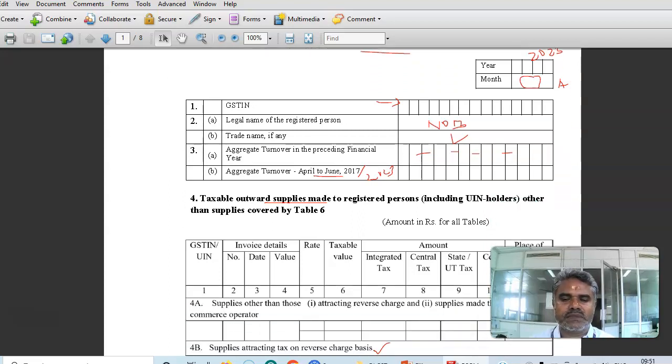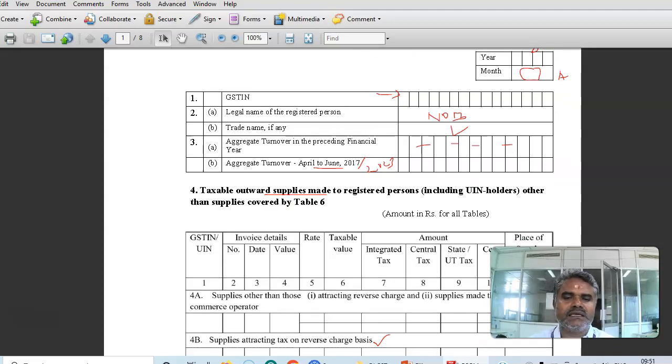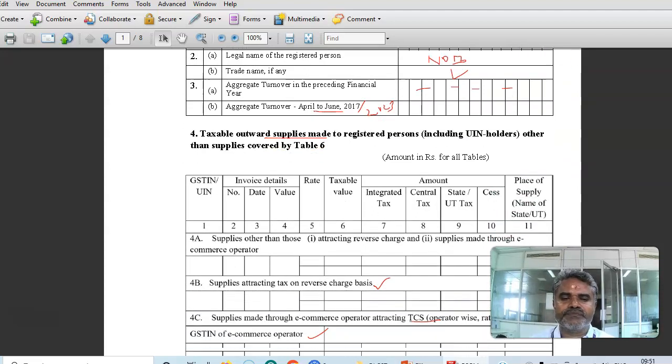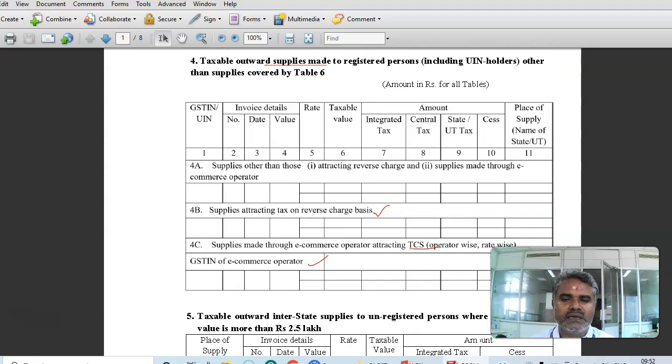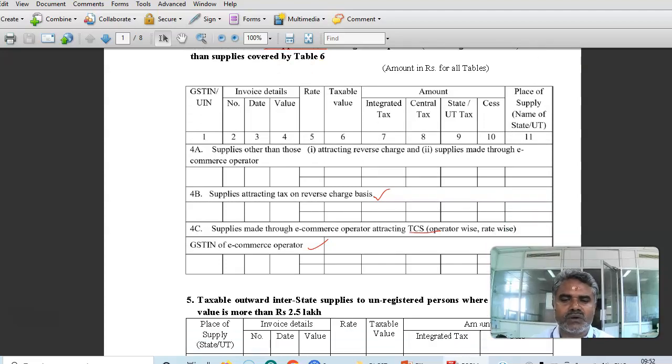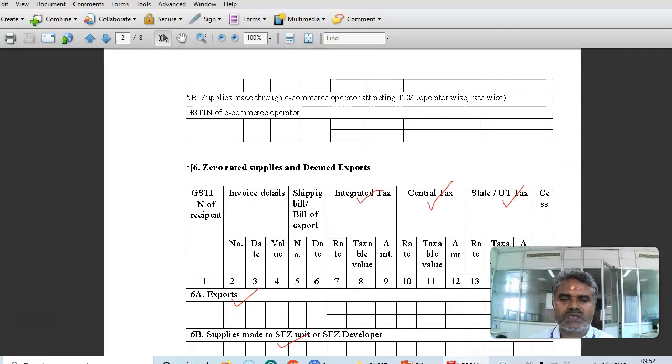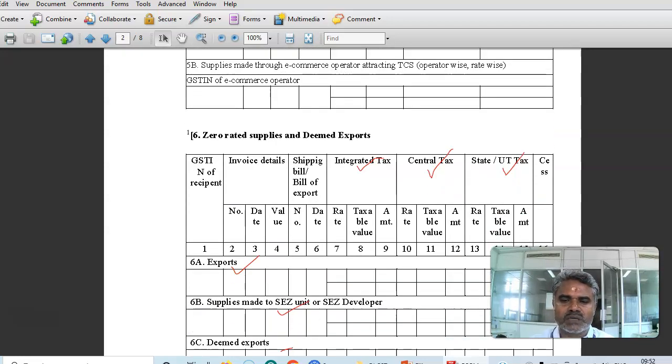Then the fourth one is taxable outward supplies made to registered persons, including UIN holders, other than supplies covered by table 6. This information will be given in 4. Read the information and tables carefully in every serial number and give the relevant information. Then finally you have to submit. This is the procedure for filing GSTR-1, my dear students.